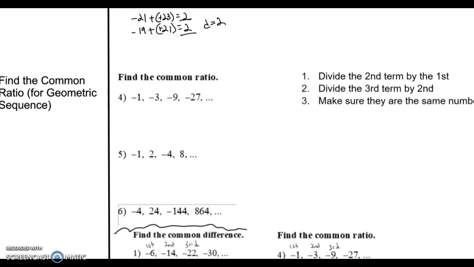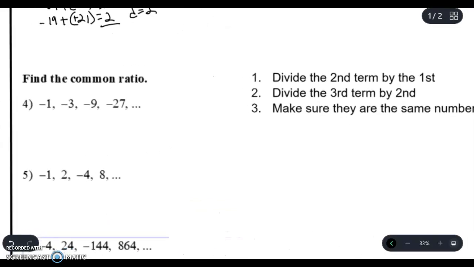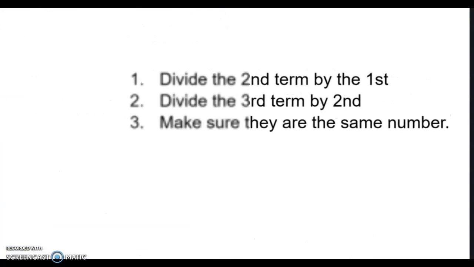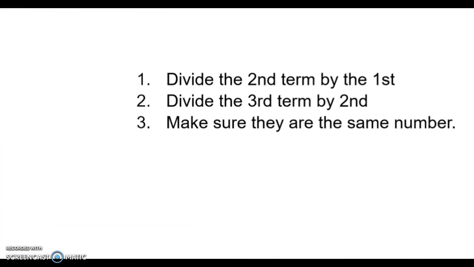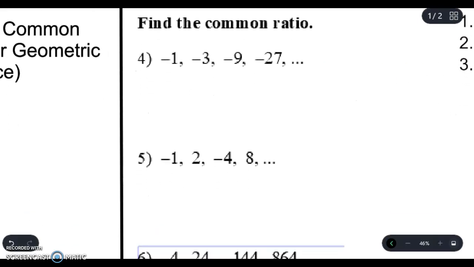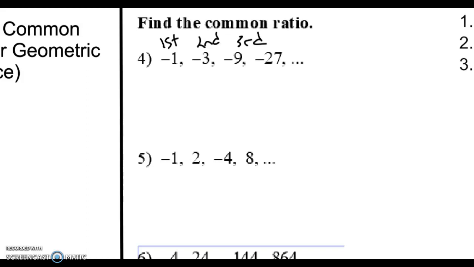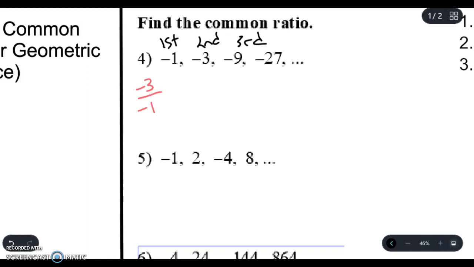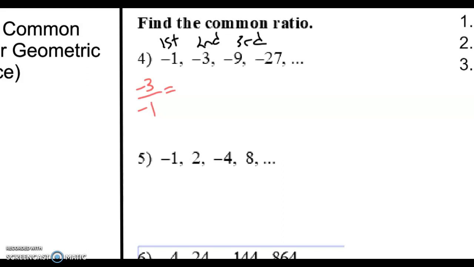So we've got the rules over here for finding the common ratio. They're similar to the ones for finding the common difference. The main word that's different is divide. So the first thing you're going to do is divide the second term by the first. I'm going to list them out again: first, second, third. We're going to take the second, negative 3, and divide it by negative 1. When we do that, a negative divided by a negative is a positive. 3 divided by 1 is 3.